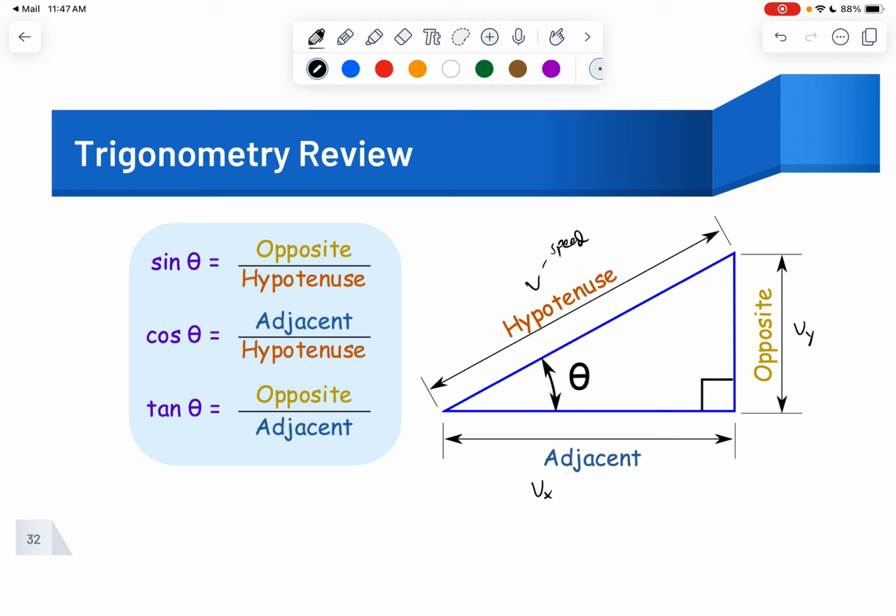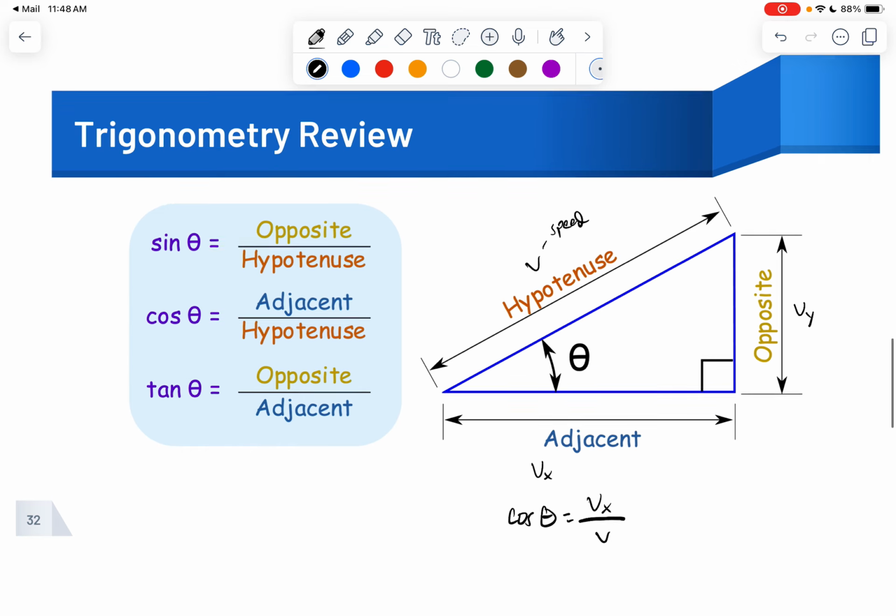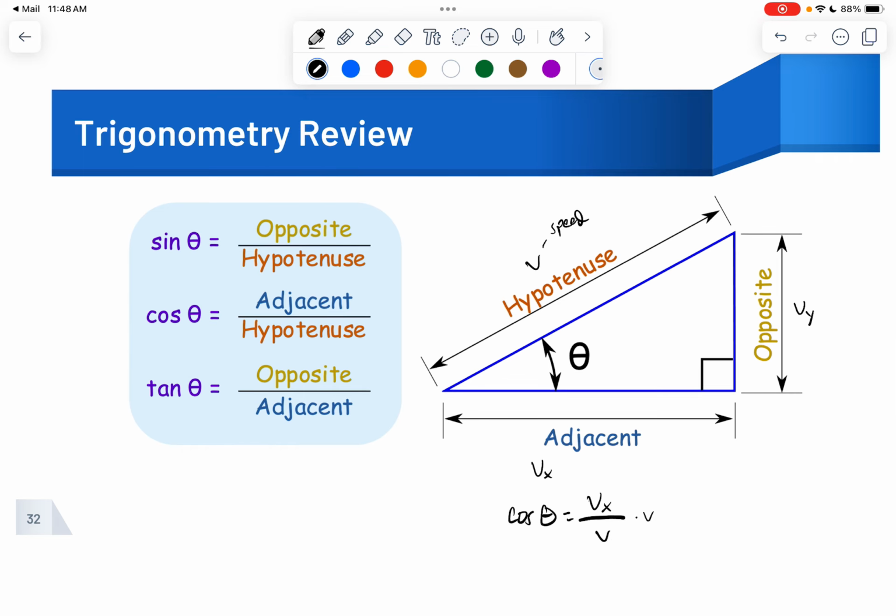So if we're trying to figure out what that velocity is in the x direction, because we're dealing with our adjacent side, we have to use cosine here. So if we do cosine of that angle theta, we know it's going to be our adjacent side, which is our velocity in the x direction, divided by our hypotenuse, which is our overall speed. So solving this for our velocity in the x direction, we'll multiply v to both sides. This is how we get our velocity in the x direction is equal to v, the speed, multiplied by the cosine of angle theta.